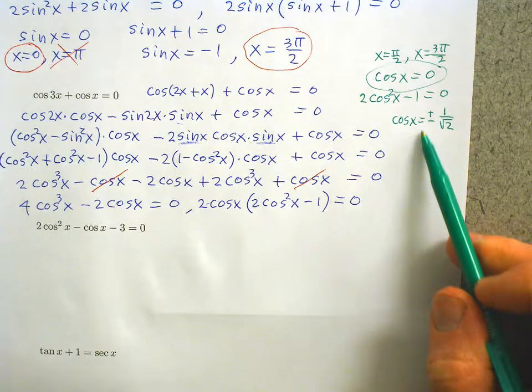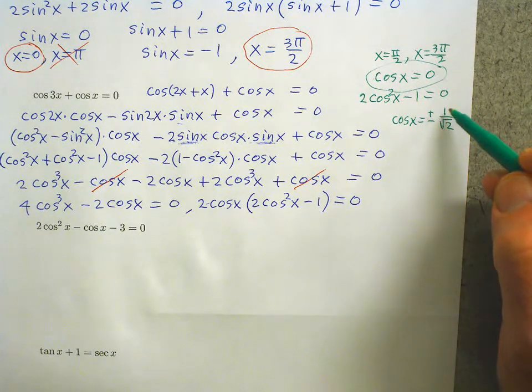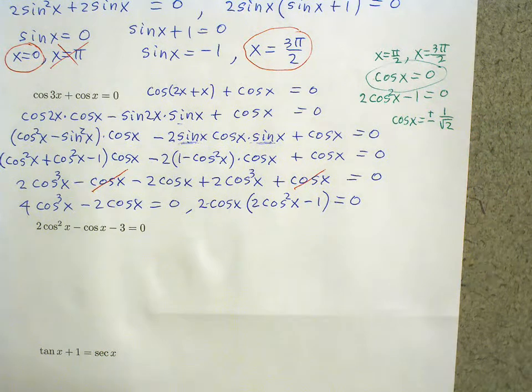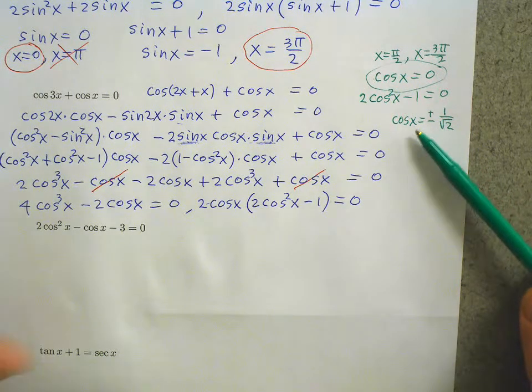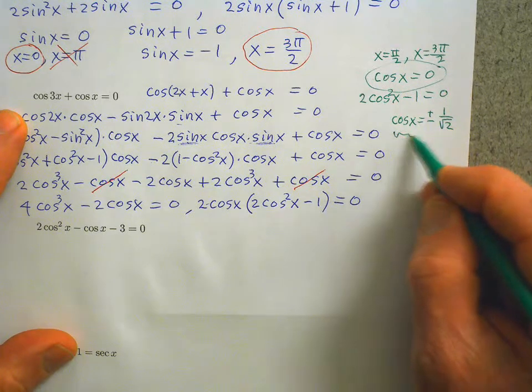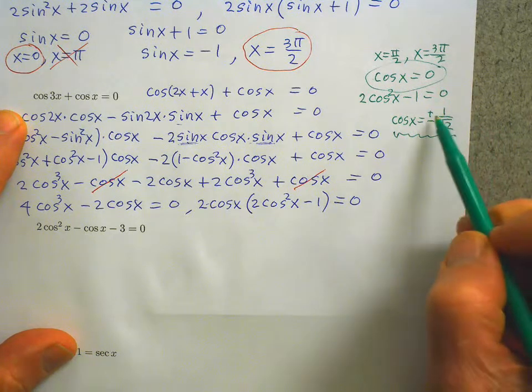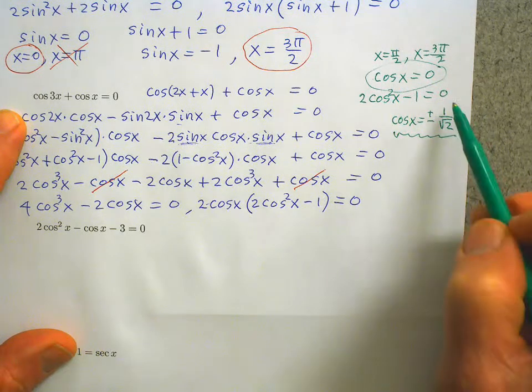Cosine of x equals positive and negative 1 over the square root of 2. Well, this is equivalent to the square root of 2 over 2. So we recognize that as involving special angles. So between 0 and 2 pi, this equation has 4 solutions because we have both positive square root of 2 over 2 and negative square root of 2 over 2.